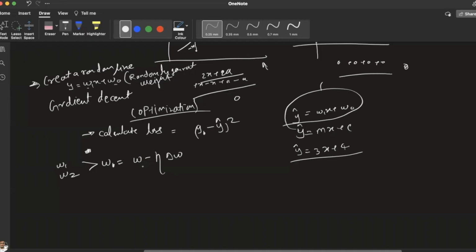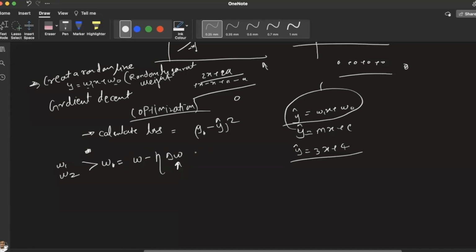So this is how we update the weight, and this weight updation makes sure that we are updating the weight in the right direction, right? If it needs to be increased, it will be increased. If it needs to be decreased, it will be decreased. That will be decided by the sign of this delta W. So we get a loss.